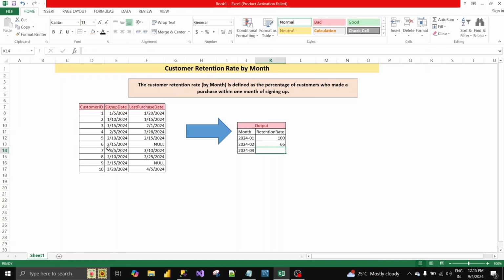And for the March month, four customers had signed up and one didn't purchase, but the others purchased within the same month. Again here, if you see April, it is within the same month. So 3 have purchased. So 3 by 4 is 75%. So this should be our output. So let's see the solution.